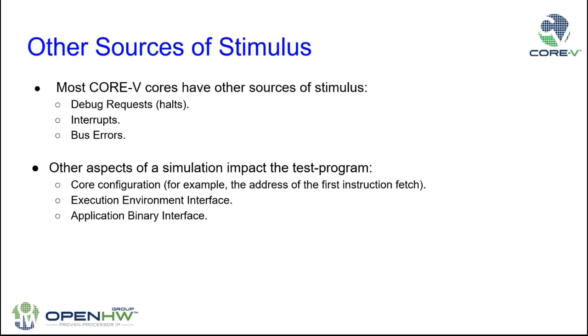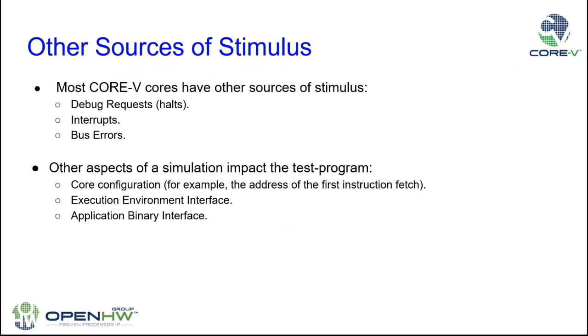There are other sources of stimulus in an environment, and I want to make it clear that those are important, but not really the fundamental topic that we're talking about today. So most of our cores will support debug. So we have a UVM agent that generates debug requests. We have a UVM agent that generates interrupts. We have UVM agents that generate memory bus errors. Those are all very important aspects, but they're really independent of the test program that is running.